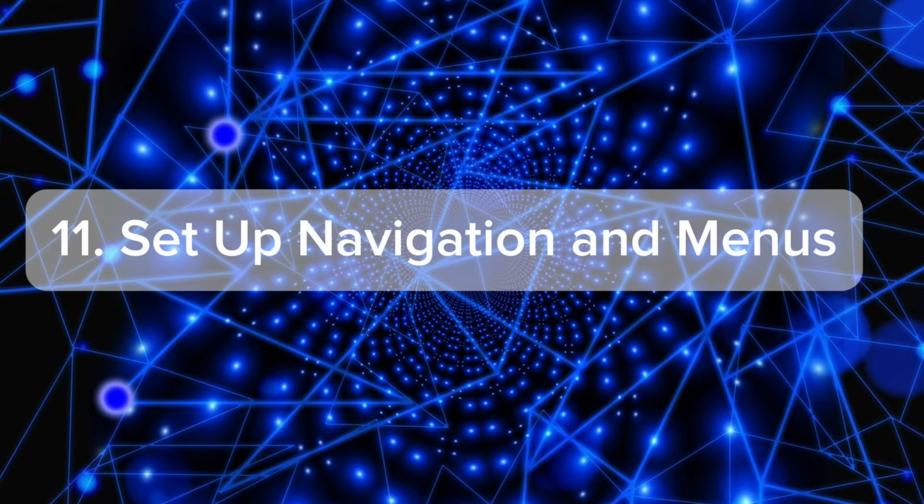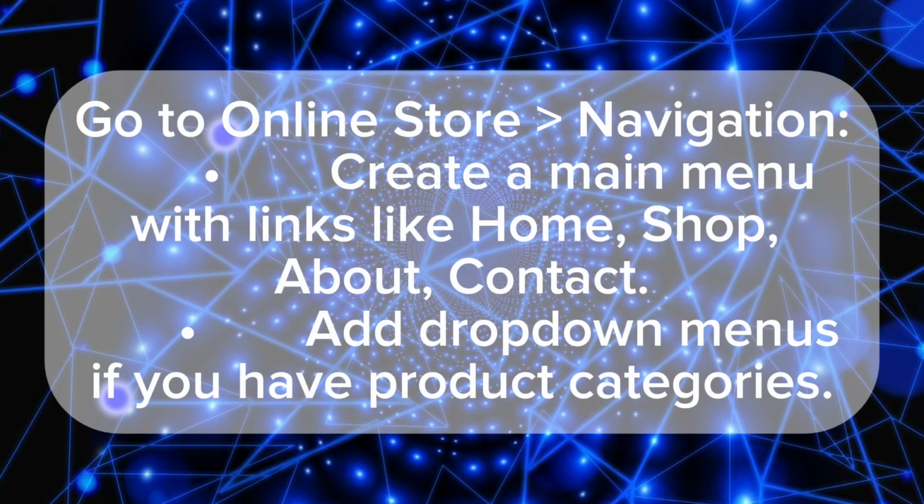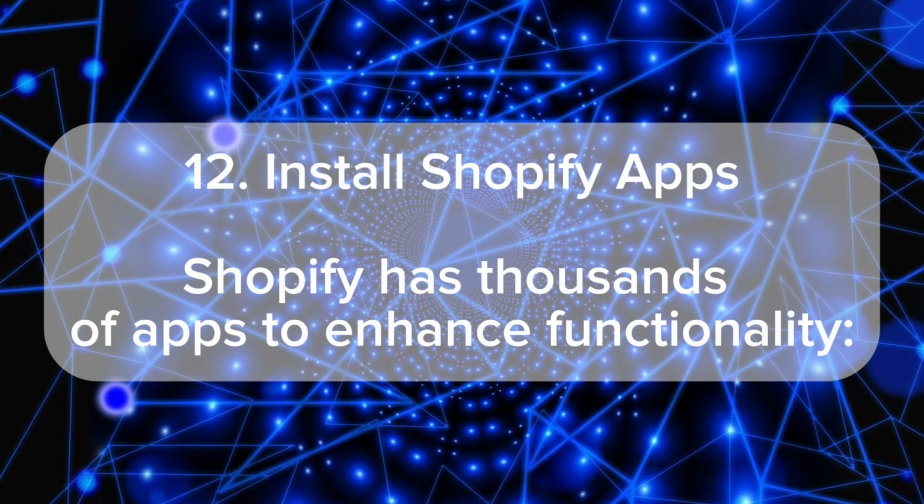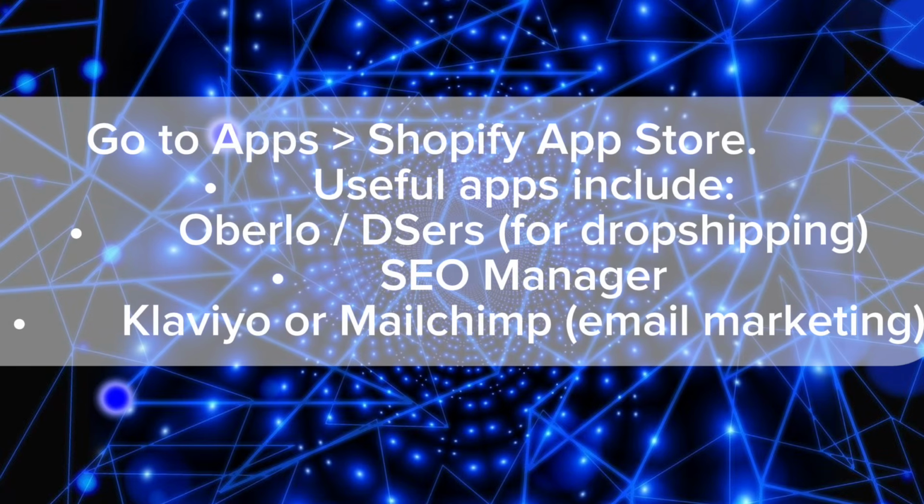11. Set up navigation and menus. Go to Online Store > Navigation. Create a main menu with links like Home, Shop, About, Contact. Add drop-down menus if you have product categories. 12. Install Shopify apps. Shopify has thousands of apps to enhance functionality. Go to Apps > Shopify App Store. Useful apps include Oberlo Answers for dropshipping, SEO Manager, Klaviyo, or MailChimp for email marketing.